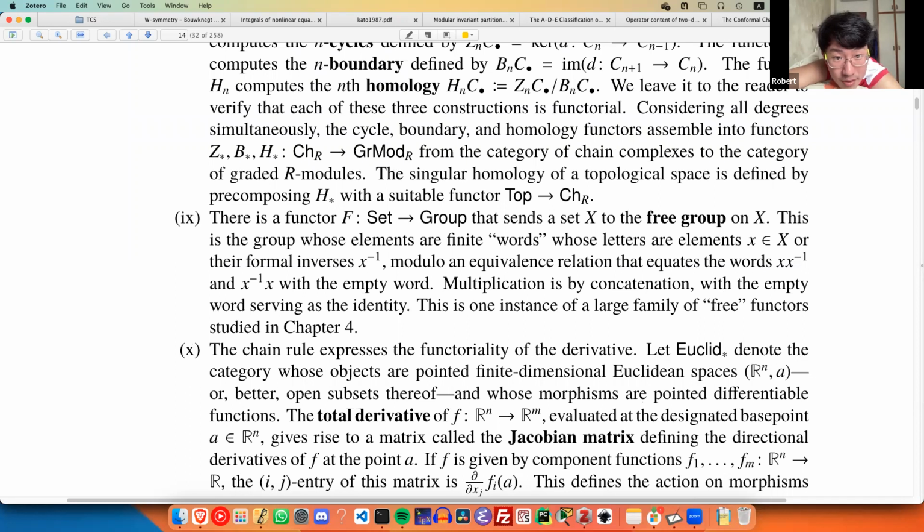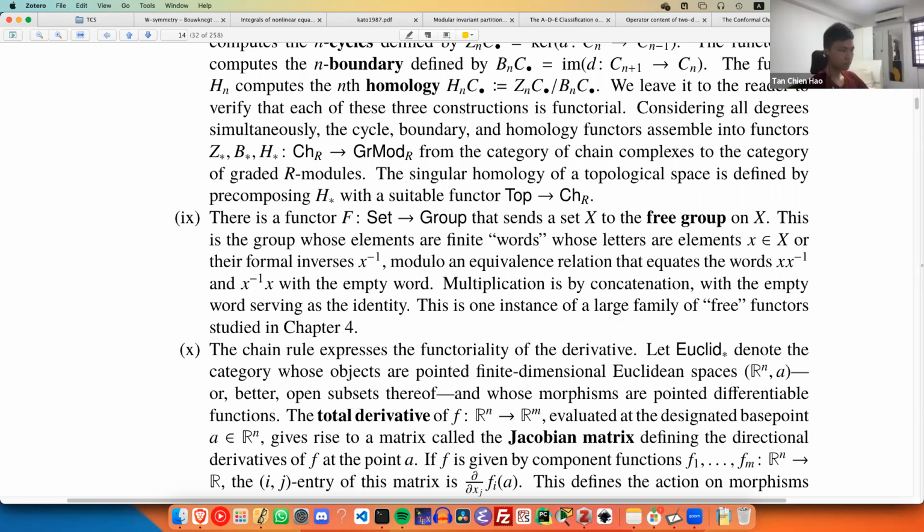Yeah, the functor F from set to group that sends a set X to the free group on X. This is the group whose elements are... This one's interesting because I apparently learned like a month ago that every set can be given a group structure. I think this might be it. By the free group, yeah, that's right. So there's no set of all groups because that's not a set.